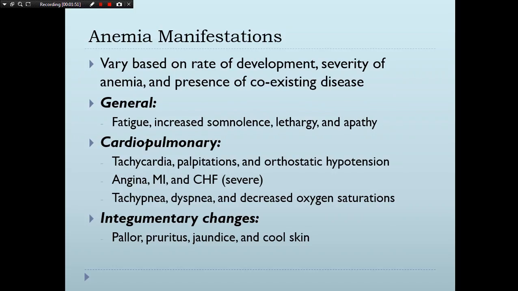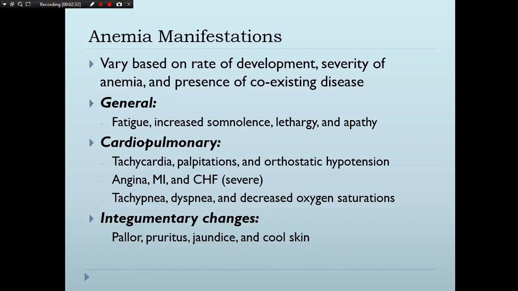The manifestations of anemia are going to vary based on the rate of development, the severity of anemia, and the presence of coexisting disease. Some general manifestations we might see are fatigue. Some of the most common cardiac or cardiopulmonary manifestations we see are tachycardia, palpitations, and orthostatic hypotension. In severe cases, especially in patients with coexisting diseases, such as coronary artery disease, we might see chest pain, myocardial infarction secondary to the tissue ischemia, heart failure exacerbations.